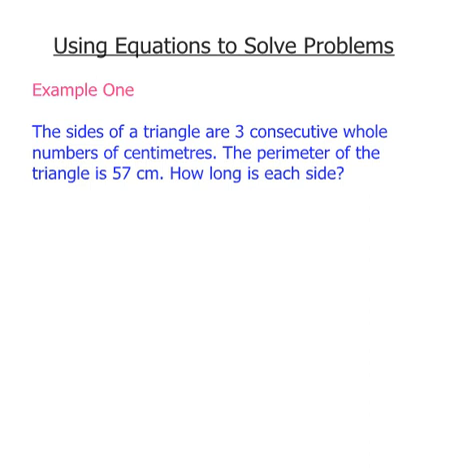Here's the first example of how to use algebra to solve a word problem. Our first step after reading the problem is to come up with a let statement. Then we come up with an equation, and then we solve the equation to solve the problem. In this case, the sides of a triangle are 3 consecutive whole numbers of centimeters. The perimeter is 57. The question is, how long is each side?